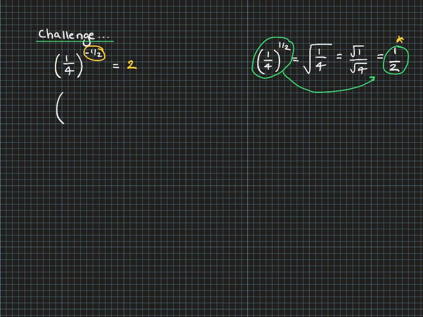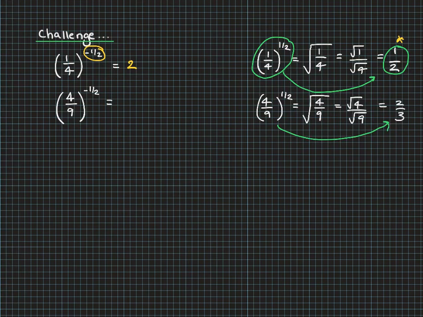Let's see if we can have a look at another example. 4/9 to the power of negative a half. So again, we're going to start off by working out 4/9 raised to a half, which means the square root of 4/9, which means root 4 over root 9, which is 2/3. So the answer to 4/9 to the positive a half is 2/3. So what is 4/9 to the negative a half? It is the reciprocal, which is of course 3/2. See if you can have a go at the next one yourself.